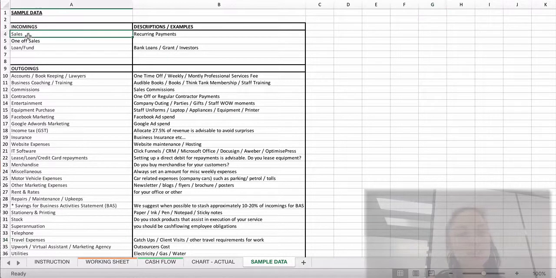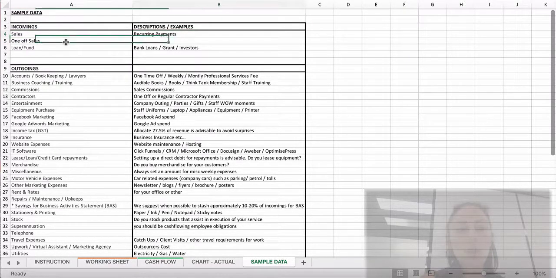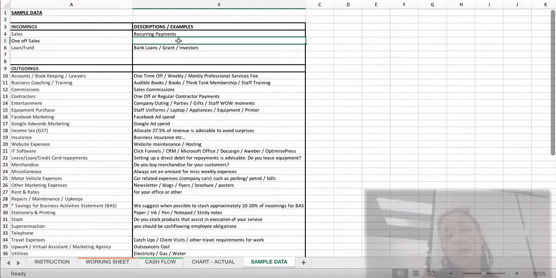Now, incomings, depressingly, there's not a lot of incomings. If you're not making sales, there's not a lot of incomings. So we've got their sales. We've broken it down into recurring payments here and one-off sales here. If most of your sales are one-offs, put them in there. If you've got people who are on payment plans, put them in there. You like to know where your money's coming in, and you like to have those projected.